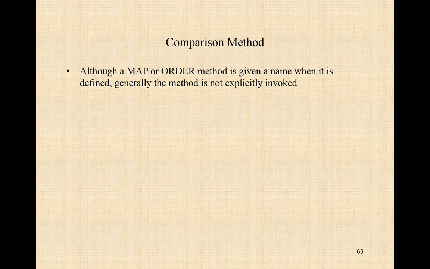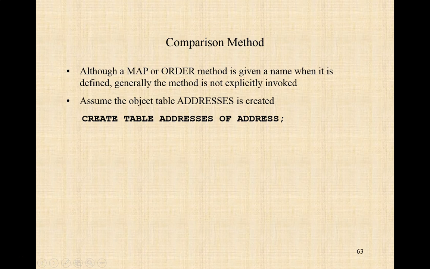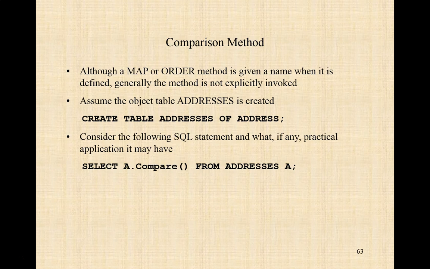Although we give a name to a map or an order method, generally the method is not explicitly invoked. Assume we have the object table addresses. Now consider the following SQL statement and what, if any, practical application it might have. What we're doing is invoking the comparison method.